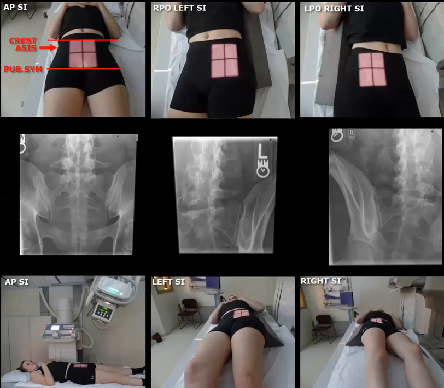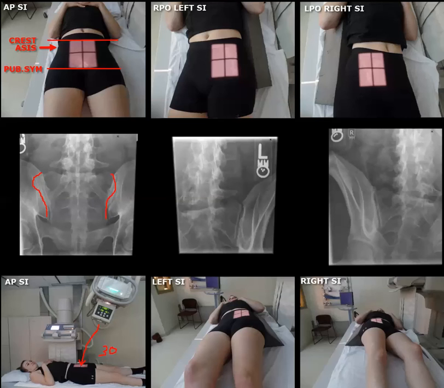With our central ray entrance point entering 1.5 to 2 inches above the pubic symphysis, we will want to ensure that we have a 30 to 35 degree cephalic angulation for our central ray. So that's 30 to 35 degrees cephalic angulation. What we will be looking at here is specifically the sacroiliac articulations, which are visualized right here and right here.